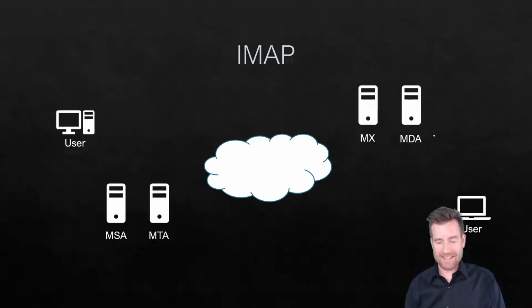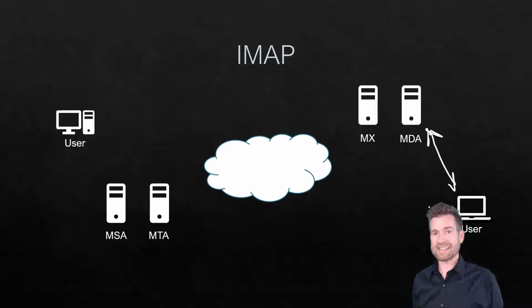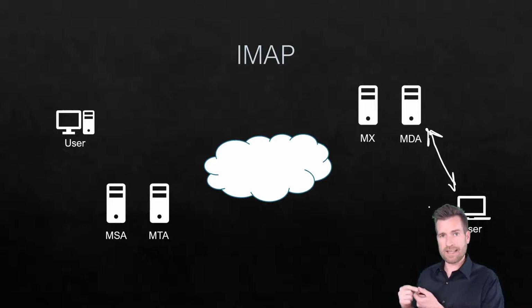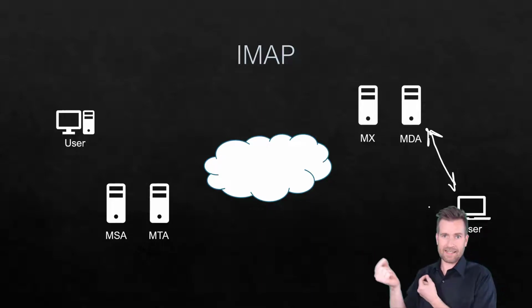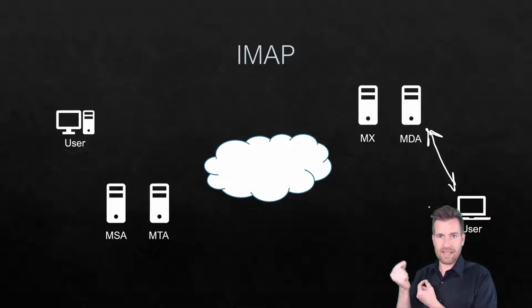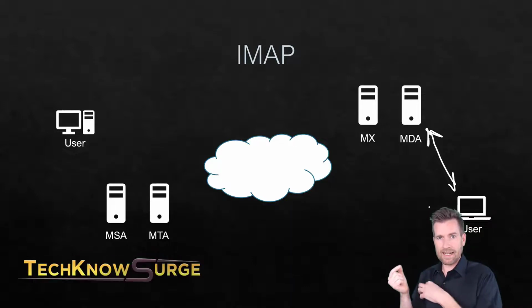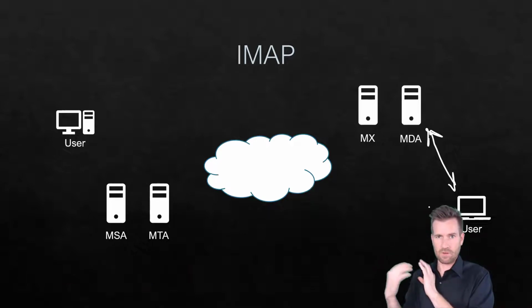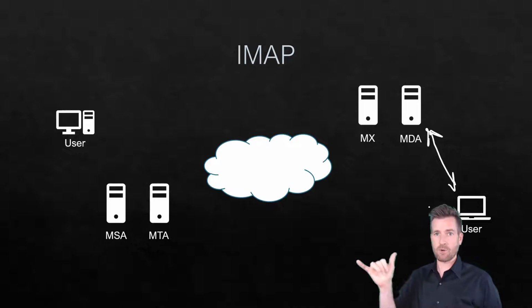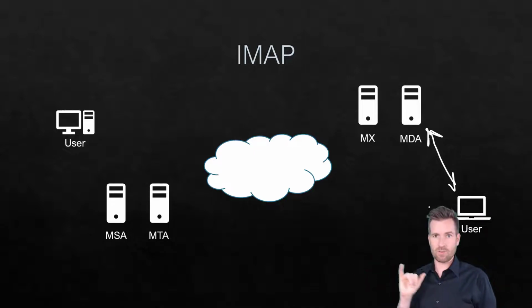IMAP is more of a sync between the mail delivery agent and the mail user agent. It syncs back and forth. What I mean by this is that the mail user agent establishes a connection to the mail delivery agent, and they're constantly contacting back and forth, seeing if there's any updates. If I'm sending data, it will make that connection and send the data, or if I'm receiving data, they'll make that connection and receive the data. So think of it as a much more dynamic, open connection between the two.